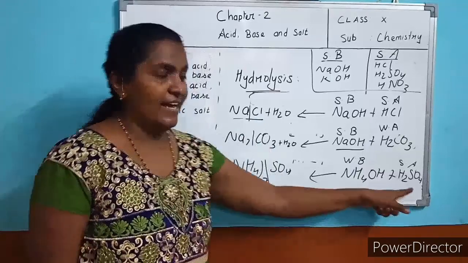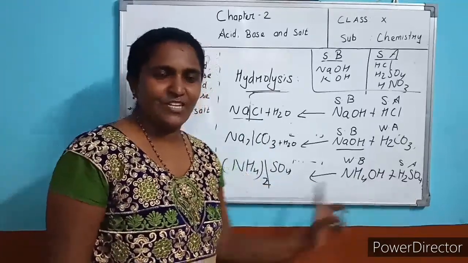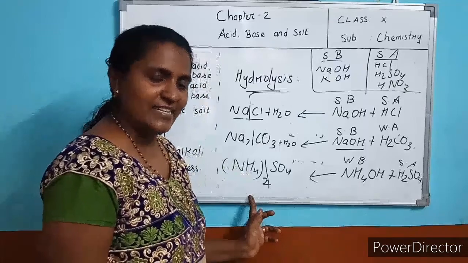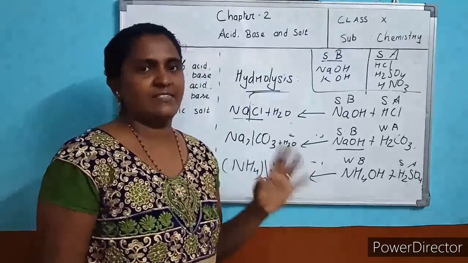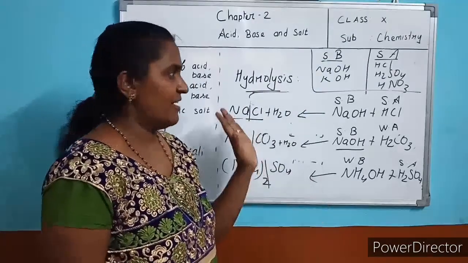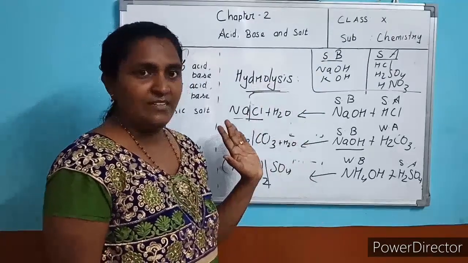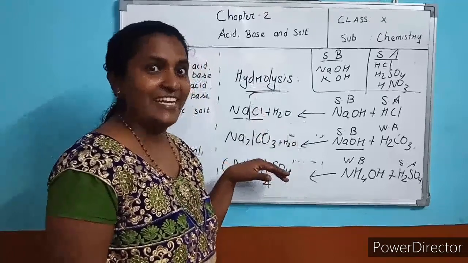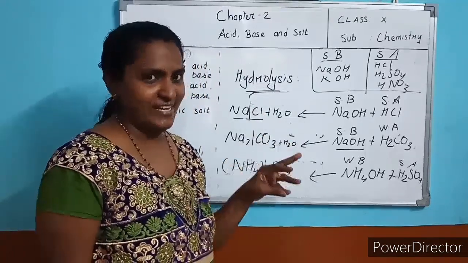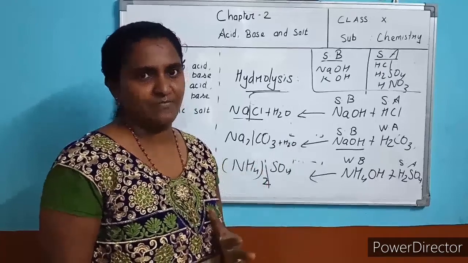And the next one is where the acid is strong. So what type of salt is formed? Acidic salt. If it is an acidic salt, the pH reading will be less than 7. Now I think you come to know how to identify the nature of a salt. What is the nature? Acid, base or neutral salt.